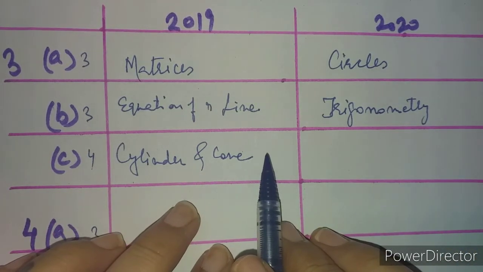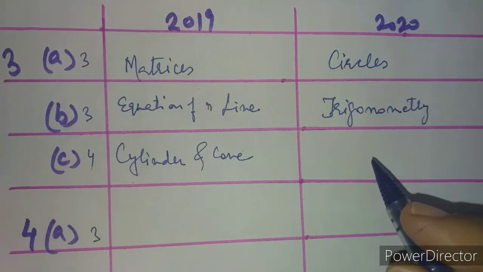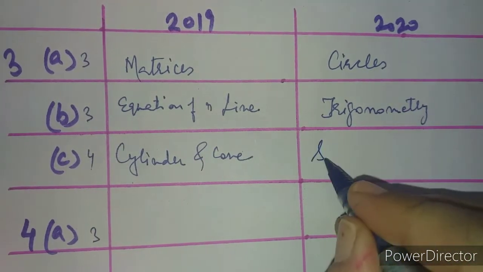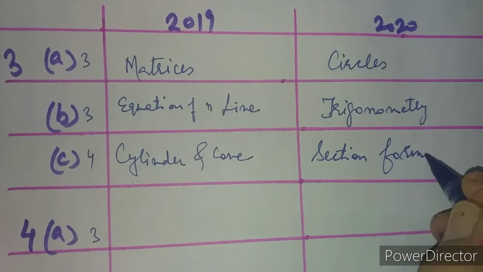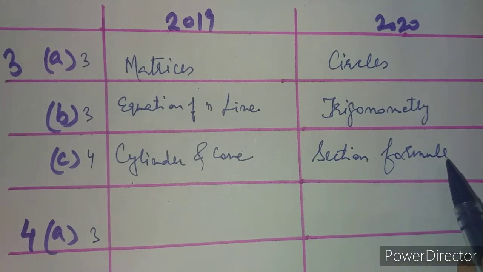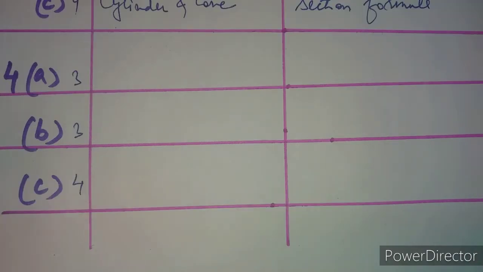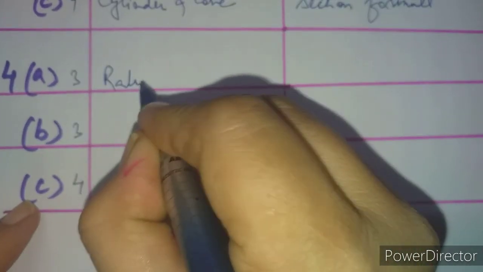And here, 2023 part C was from section formula. Now this question was an easy question. Here you were supposed to find the ratio. Now question number 4 subpart A in 2019 was from the chapter of ratio and proportion.